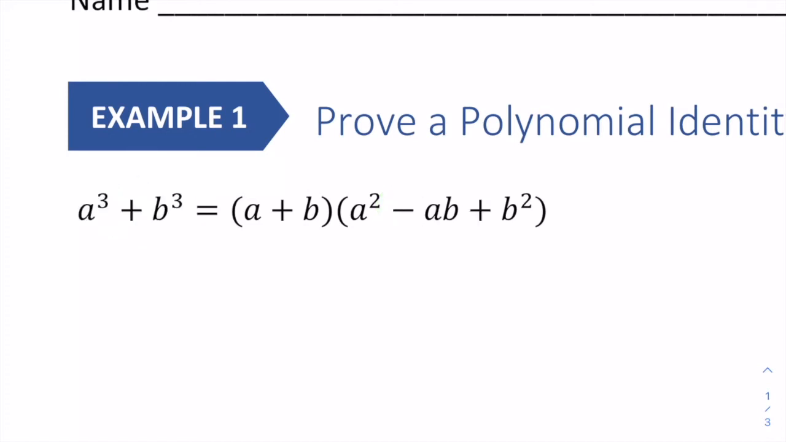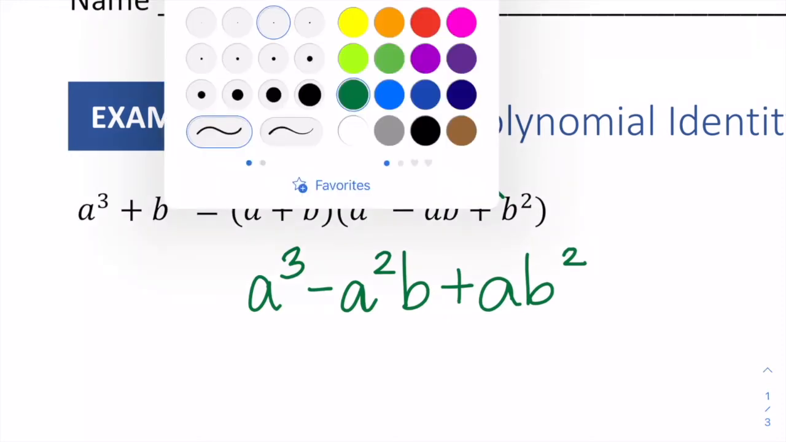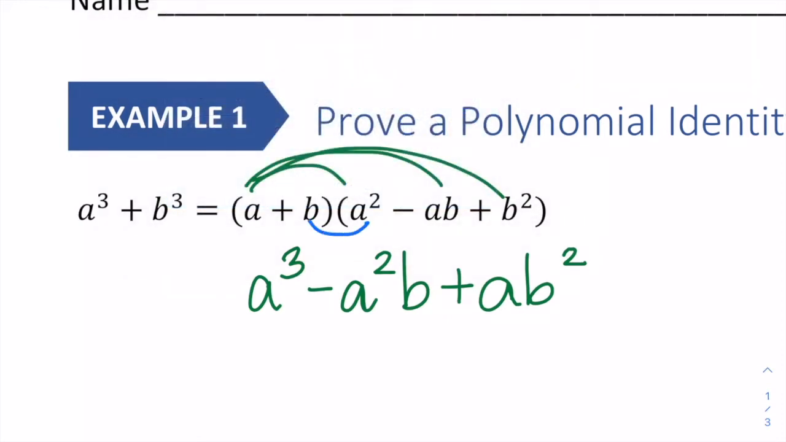But to prove it, I'm just going to use distribution. I'm just going to simplify the expression on the right. So let's multiply everything in the second parenthesis by a. So we have a cubed minus a squared b plus ab squared. And then I'm going to multiply everything in the second parenthesis with the b.